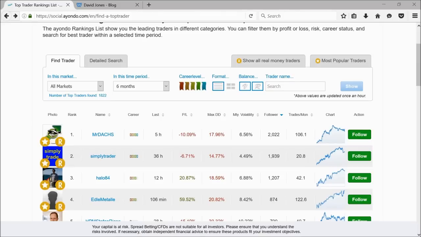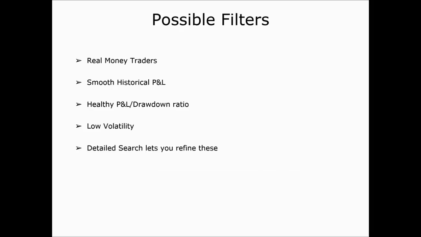Can I screen out some of the people I'm not really that interested in? So let me just show you. We'll flip back and go through one of the lists that I use. These are some of the things you might want to consider. For me, real money traders is important.